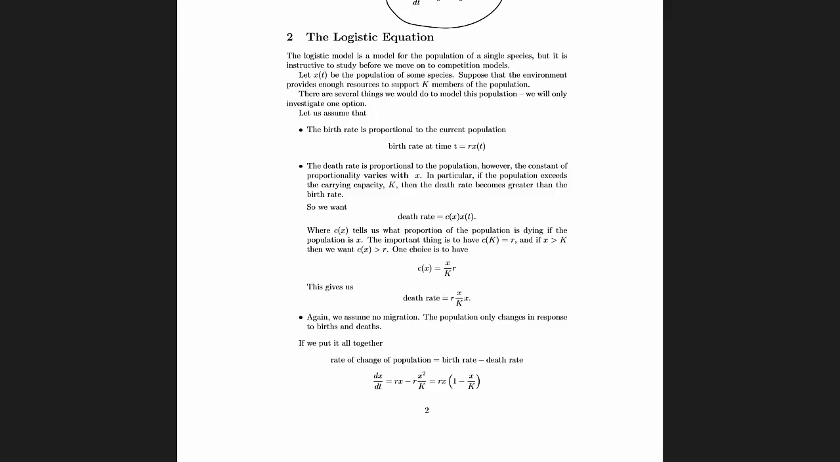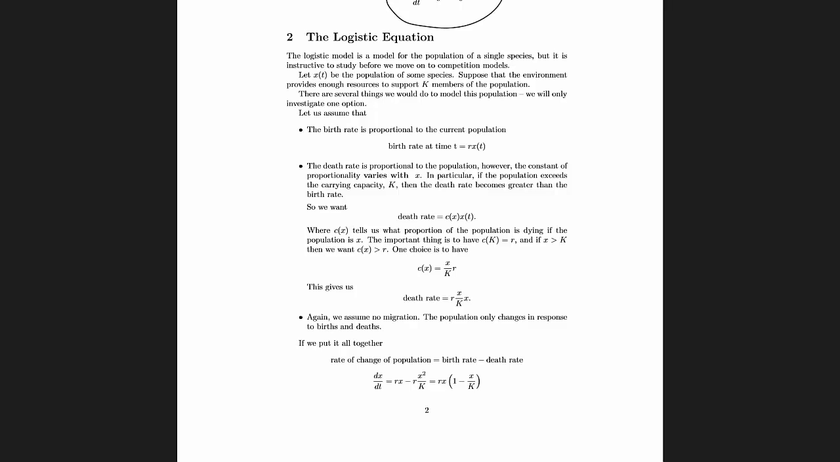Let's talk about another kind of equation, the logistic equation. This is a model for just one single species. It's just the population of a single species, but it's instructive to talk about this before we talk about competition models. So let's just let x of t be the population of some species. Maybe it's rabbits out in the woods.